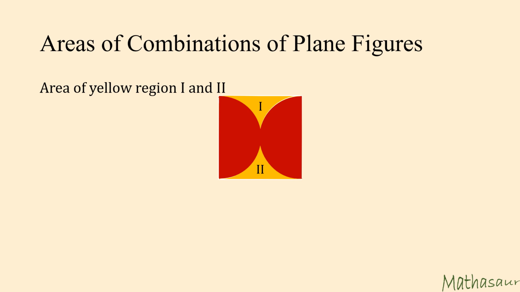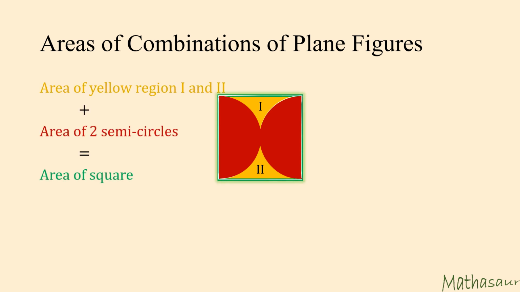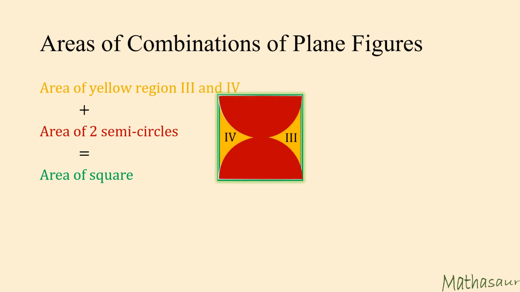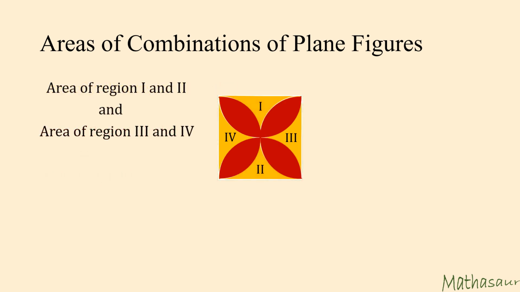Now let us call these 2 yellow regions as region 1 and 2. Now the rest of the square is filled with 2 semicircles. So area of yellow region 1 and 2 plus area of the 2 semicircles would give us the area of this square. Similarly, we could call the other two regions as region 3 and 4. Once again, we are adding the areas of two semicircles. But the semicircles are different this time. So this way we can find the area of region 1 and 2 and region 3 and 4.